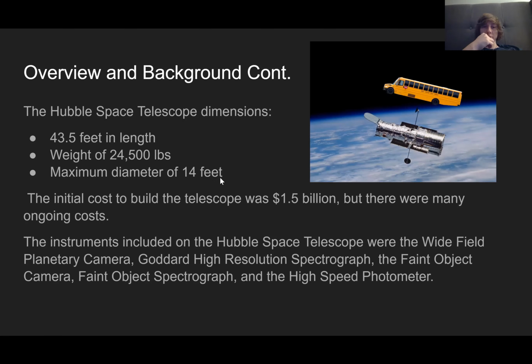The initial cost to build the telescope was $1.5 billion, but there were many ongoing costs. The instruments included on the Hubble Space Telescope were the Wide Field Planetary Camera, Goddard High Resolution Spectrograph, the Faint Object Camera, Faint Object Spectrograph, and the High Speed Photometer.